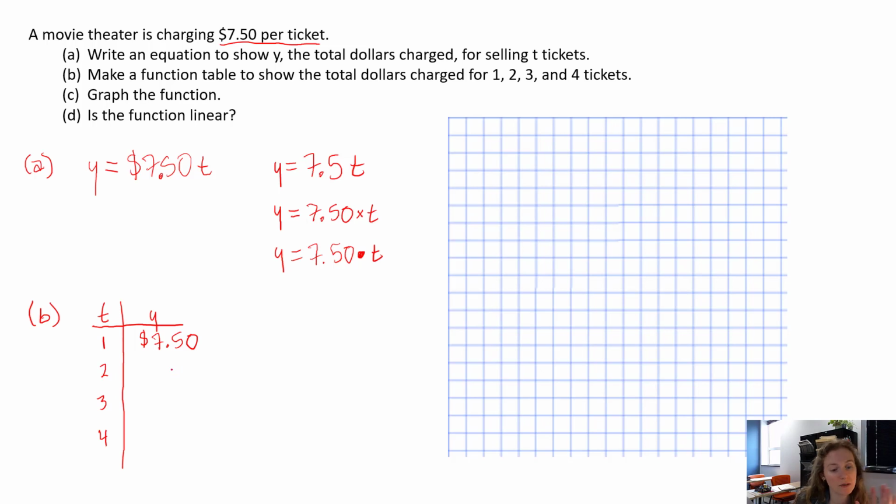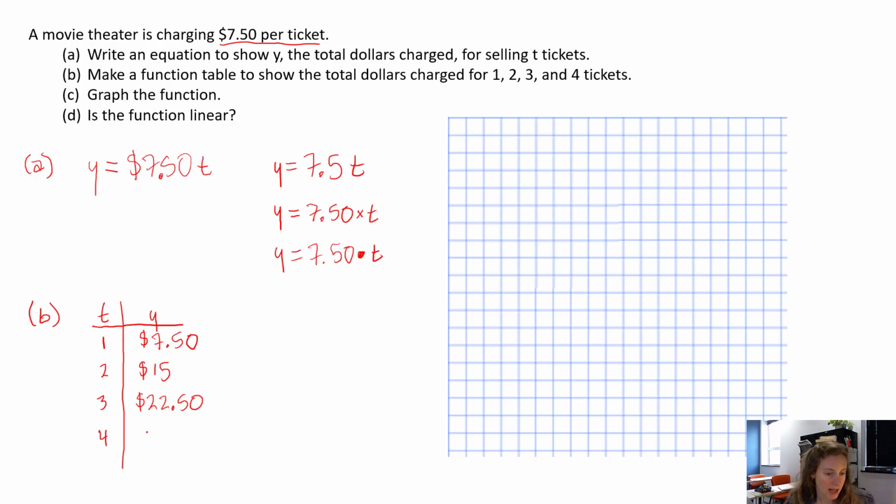All right, now what about for 2 tickets? Well, we're going to do 2 times 7.50, or 7.50 times 2. And when we do that, we get a total of $15. And for 3 tickets, same thing. We're going to multiply 7.50 times 3 tickets. And for that situation, we're going to have to pay $22.50.